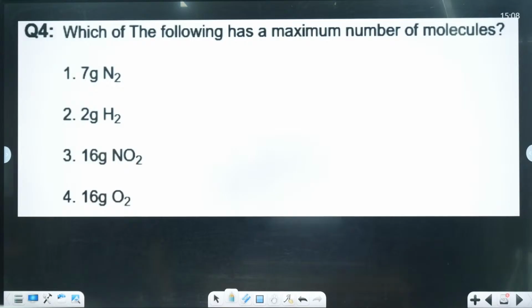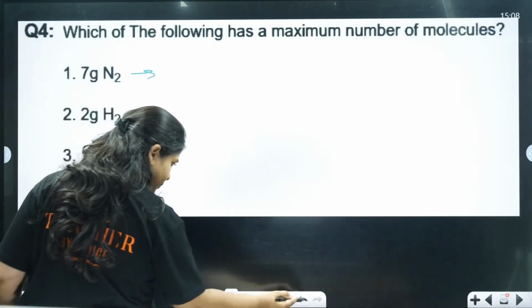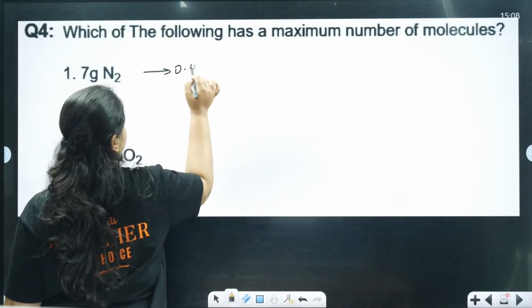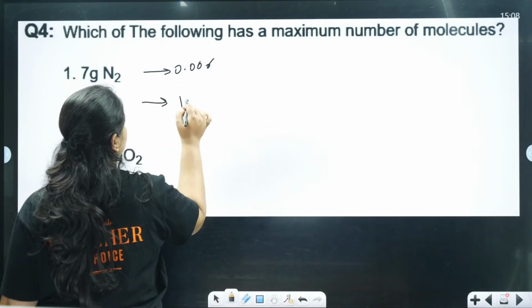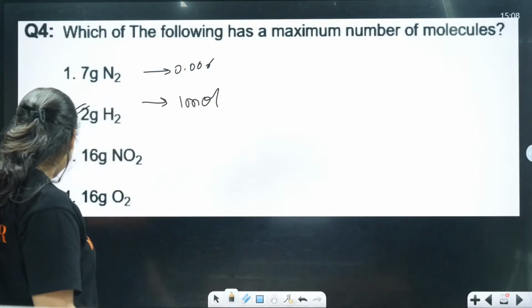Why? So option 1 has 7 grams of N2. So how many moles is that? It comes to 0.607. Right? The second one comes to 1 mole. So it means what? 1 mole is the greatest one. Right? This one comes to 0.0006. Your 1 mole is happening. So option 2 will be the correct answer.